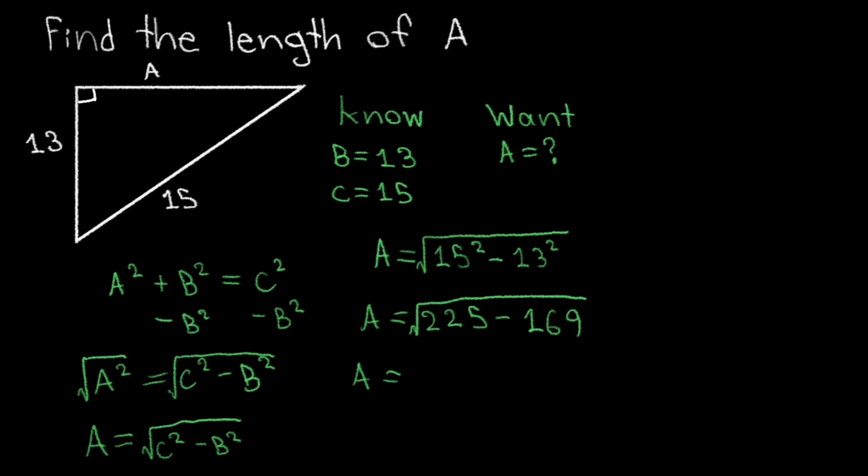Now, the square root of 56 does not give us a nice clean number, so for the purposes of this video, I'm going to round the answer to the tenth. And our answer is 7.5. And that is the length of side A.